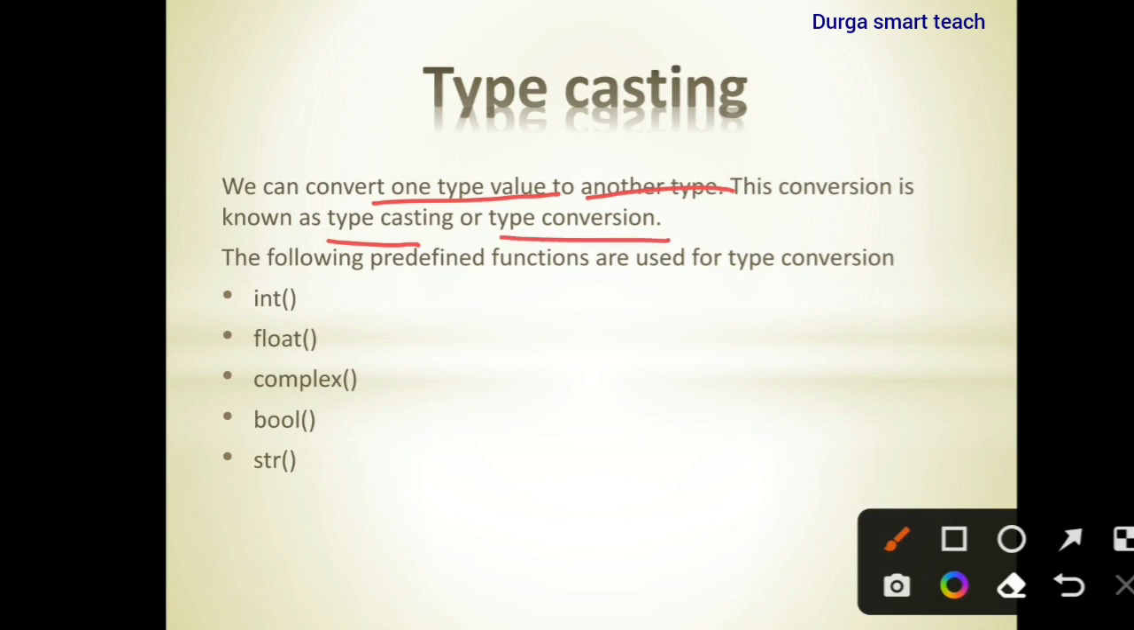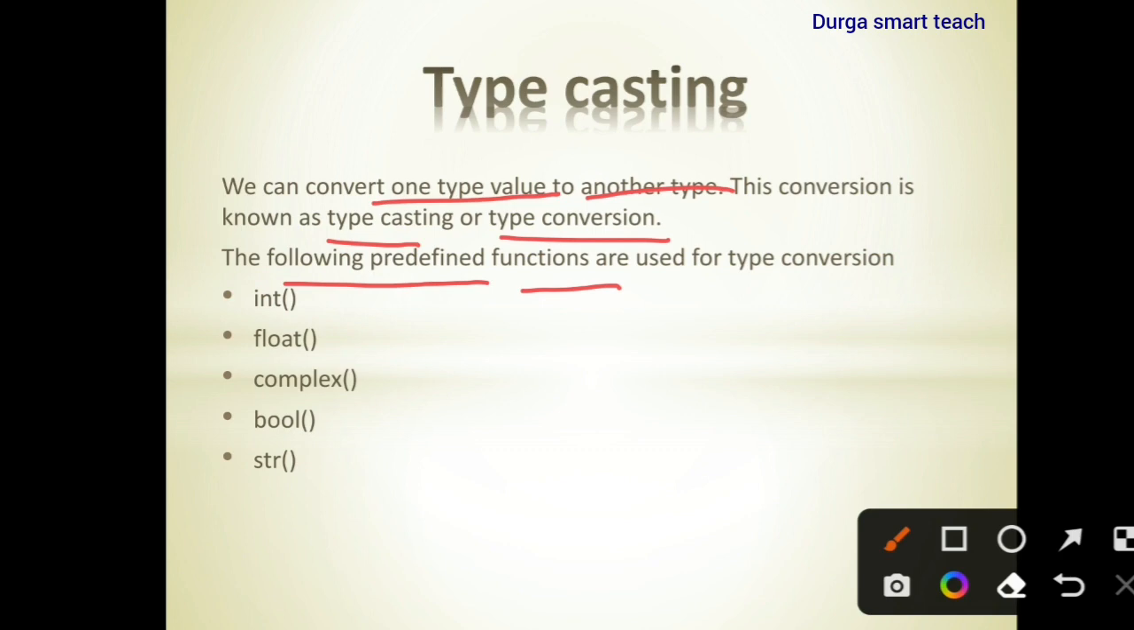So we have 5 built-in data types in Python. Those are int, float, complex, bool and string. We can convert from one data type to another data type by using typecasting, type conversion. The following are predefined functions which are used to convert from one data type to another data type.